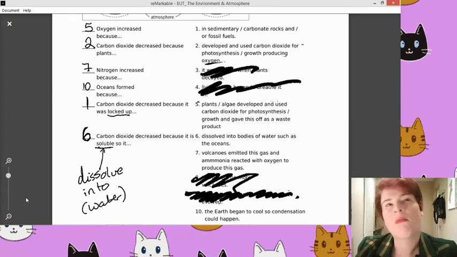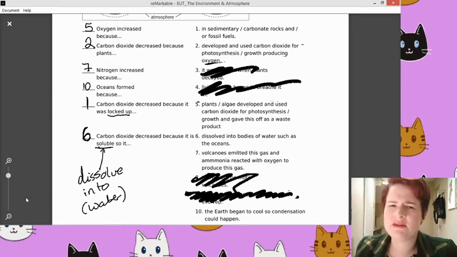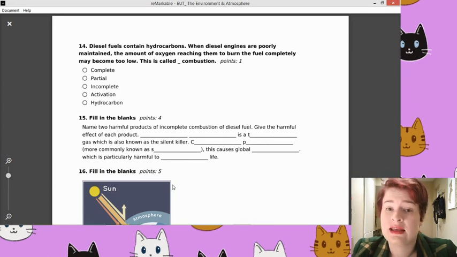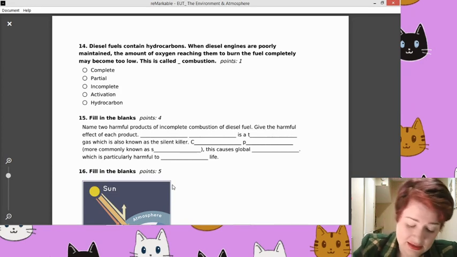So lesson two and 5, I think. Something like that. Let's keep going. 14. Okay, diesel fuels contain hydrocarbons. They do. Diesel engines are poorly maintained. The amount, volume of oxygen reaching them to burn the fuel completely might be too low. This is called incomplete combustion.